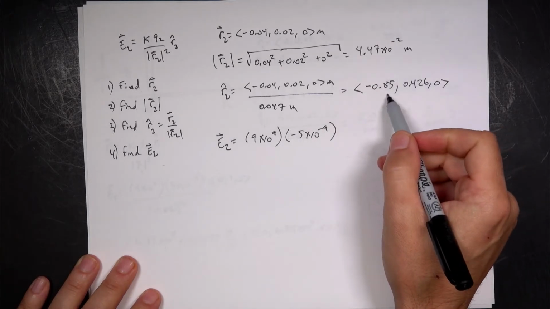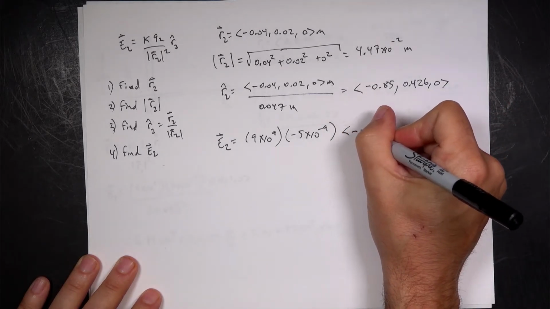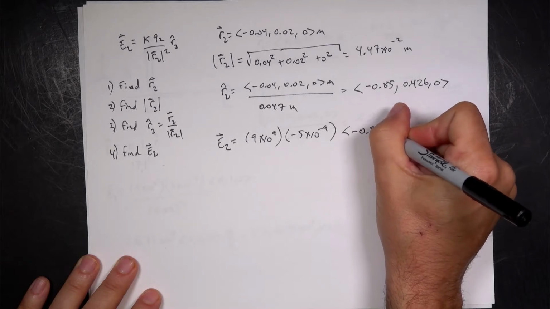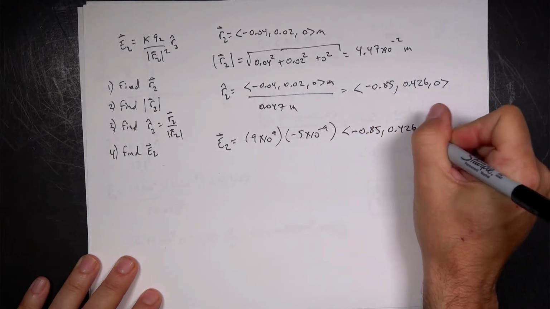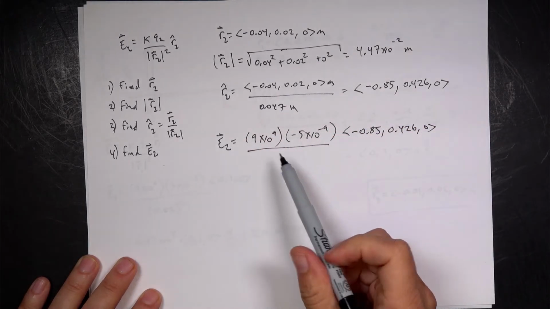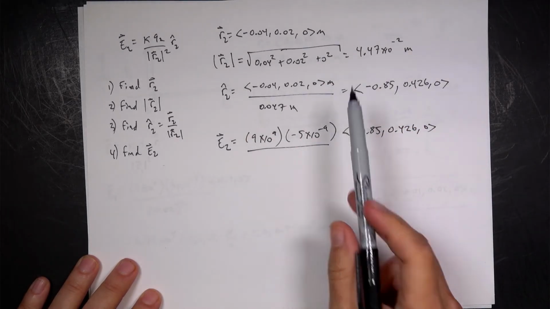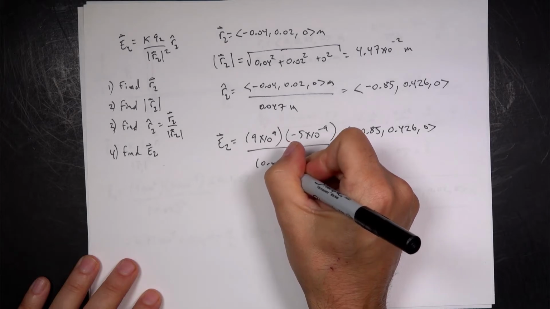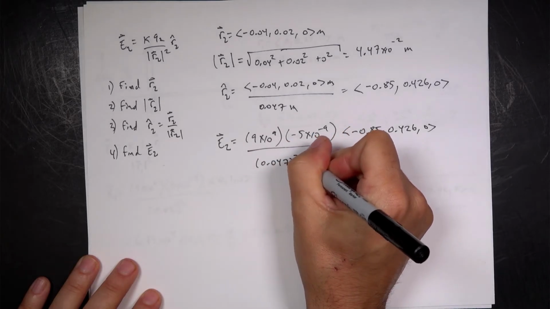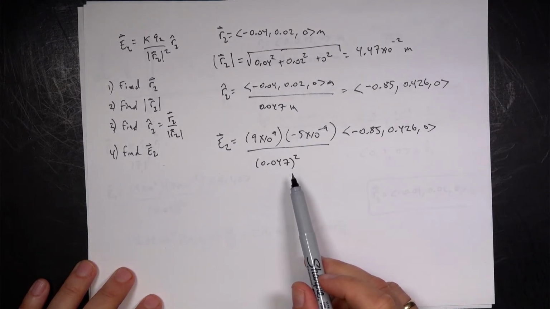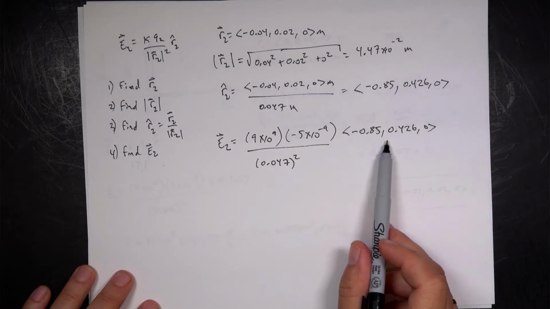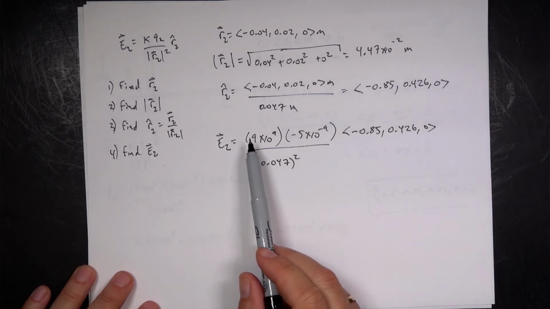And then I need to multiply by this unit vector, negative 0.85, 0.426, 0. And then I need to divide by the magnitude squared, so I have this number squared. So I'll say 0.047 squared. So this is just a scalar value. I'm going to do that first, and then I'll multiply it out here. Okay. Now I'm going to use the trick.